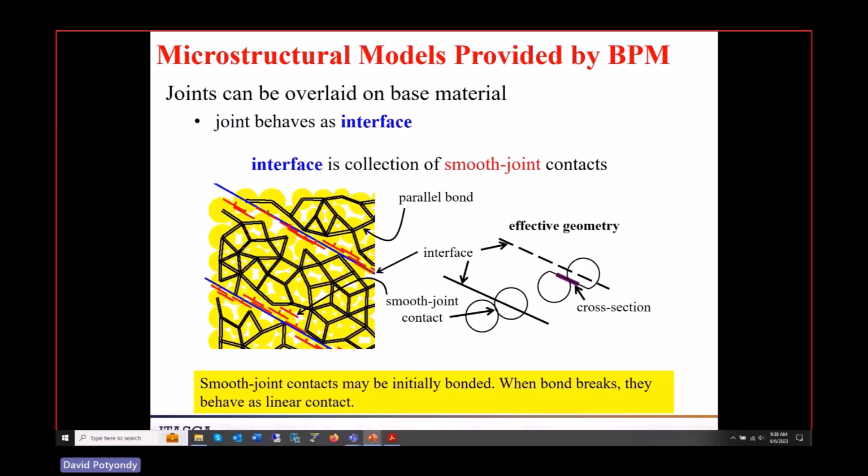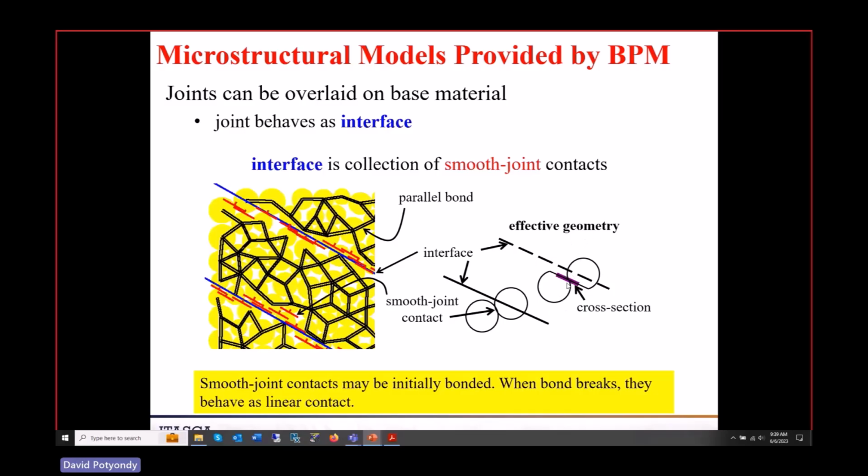Instead, we make this special smooth joint contact that effectively works out the mechanics to pretend that this contact looked like this. It's going to behave as though those two particles were carved off like that. And so now we're able to provide contact properties essentially in this joint system.